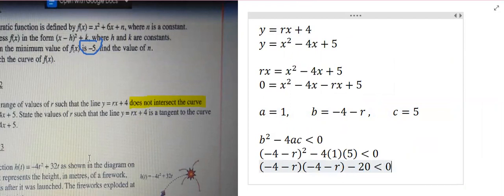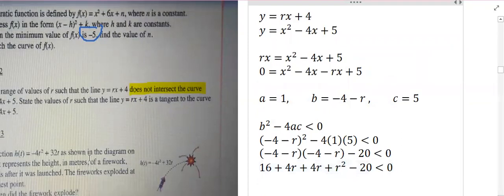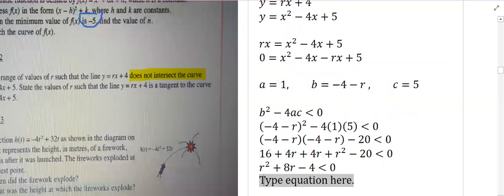Okay, I expand first. So negative 4 squared, positive 16. Negative 4, negative R, positive 4R, positive 4R. Negative R squared, positive R squared, minus 20, less than 0. Okay, then I will do again R squared. 4R means 8R lah. 16 minus 20, negative 4, less than 0. Okay, sampai sini kan? Kamu kena buat pemfaktoran. You need to do factorization.